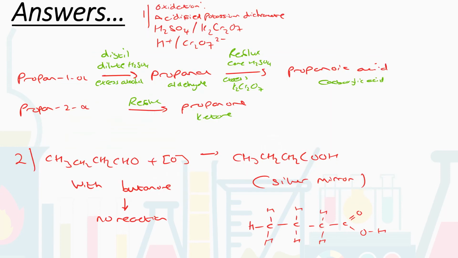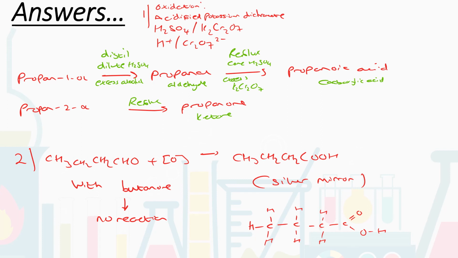So the first question was to state the products and the reaction conditions. So we're oxidizing, so we need to use acidified potassium dichromate, and we can either write it as H2SO4 / K2Cr2O7 or as H+ / Cr2O7 2-. So either as the full molecules or as just the ionic bits that matter.